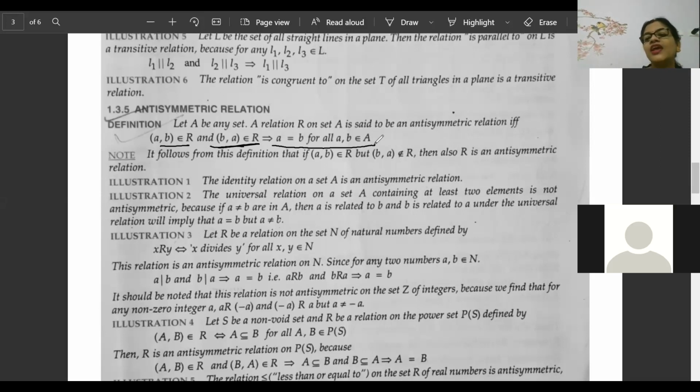Antisymmetric is only identity, but symmetric is identity and universal. No, it will be exactly satisfying that also. But here, one important condition is A is equal to B, and that makes antisymmetric different from symmetric. Correct. All of you are correct. Harnibala is also correct. The identity relation is satisfying this antisymmetric condition. Correct answer. Super. So now, beta, we will go for the next illustration.